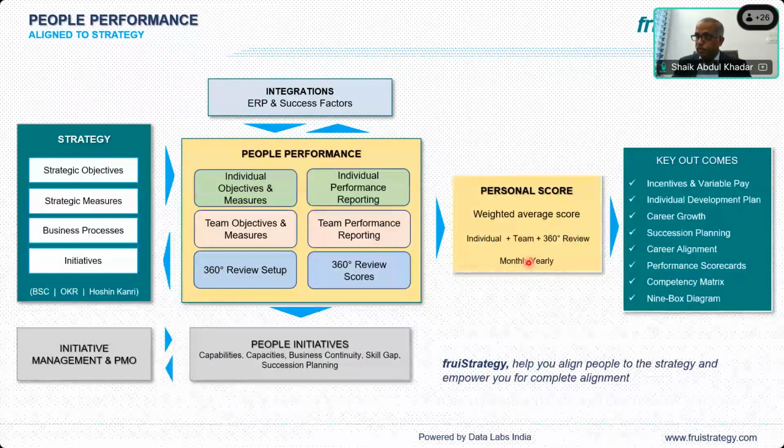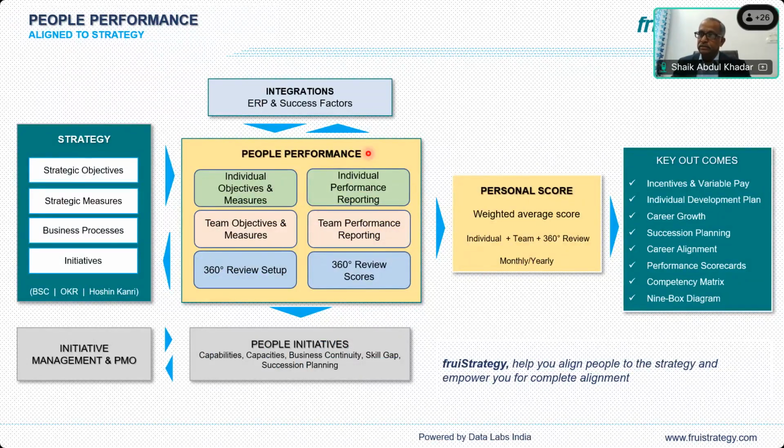If you are talking about people performance, one of the key challenges is that when you set people targets, team targets, or individual scores, they are not properly aligned to the strategy. The balanced scorecard model connects the strategy all the way to people performance, where we talk about individual performance, team performance, and 360-degree reviews. If you have a weighted mechanism, you can have weighted scores, and then plan based on that, whether it is succession planning, career growth, alignment, or whatever.